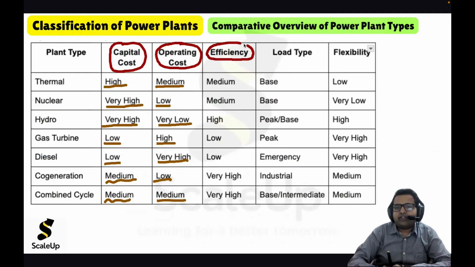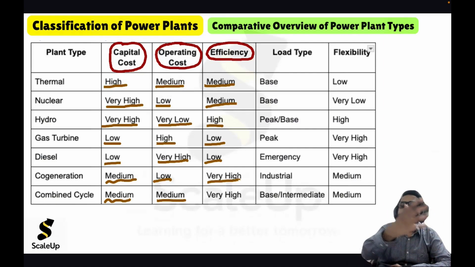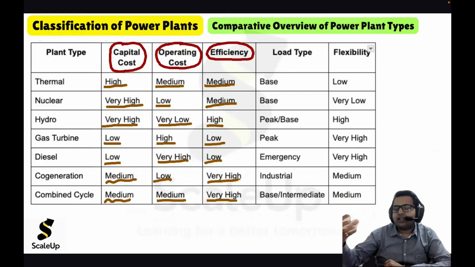If we talk about efficiency, thermal, it is medium, nuclear, it is medium, hydro, it is very high efficiency because no heat is involved, losses will be less. Gas turbine efficiency will be very low. Diesel, it will be very low. For cogeneration, it is very high because we are not burning any fuel at all. We are utilizing the waste heat of other industries. And for combined cycle also, it is very high because whatever waste heat we get in the form of exhaust gas, we are making use of that.